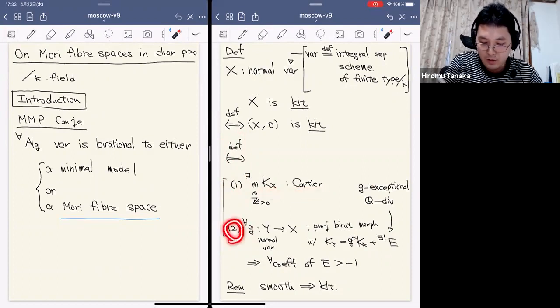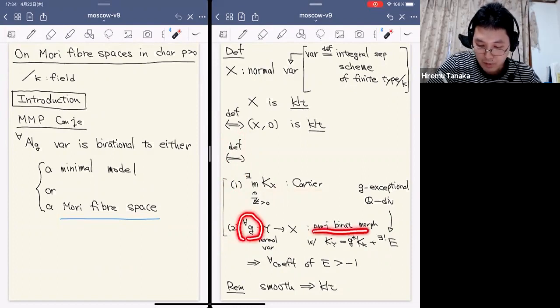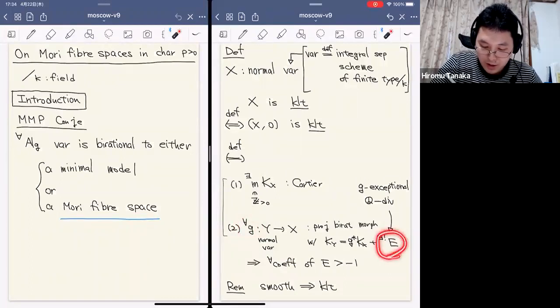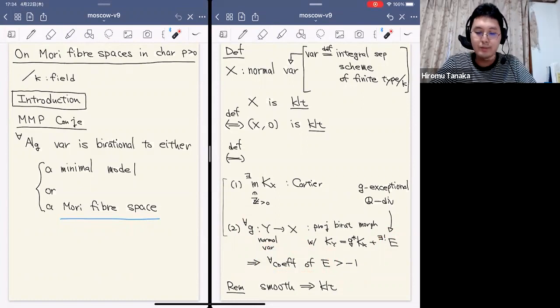And the second condition looks more complicated than the first one. So we take an arbitrary projective birational morphism g from a normal variety. Then we can define E, which is a g-exceptional Q-divisor. And if we take any such birational morphism, we can define E. Then the condition is to assume that any coefficient of E is greater than -1. This is the definition of KLT.